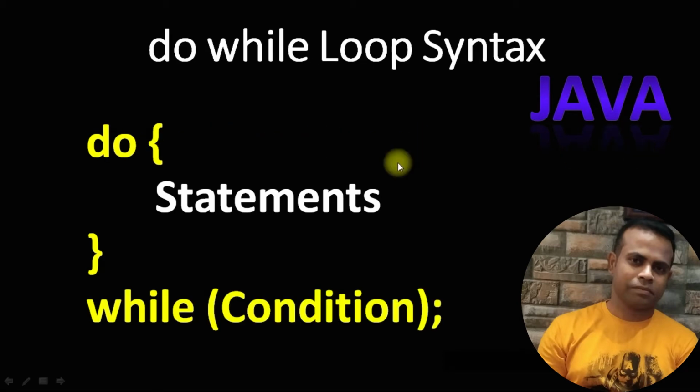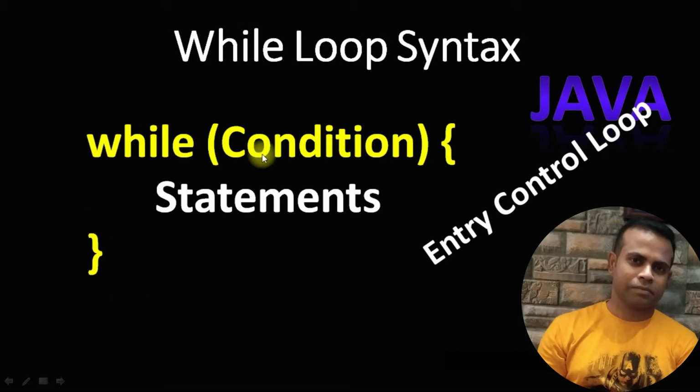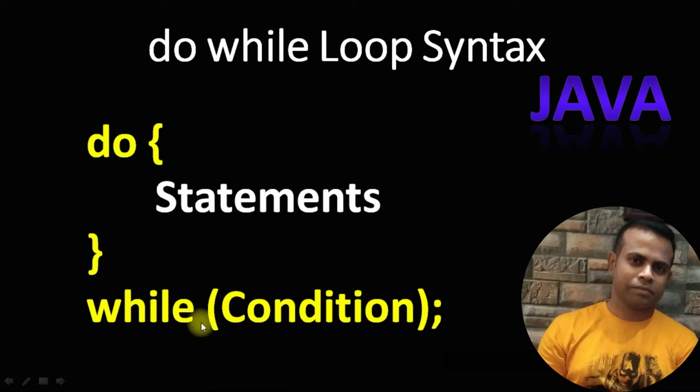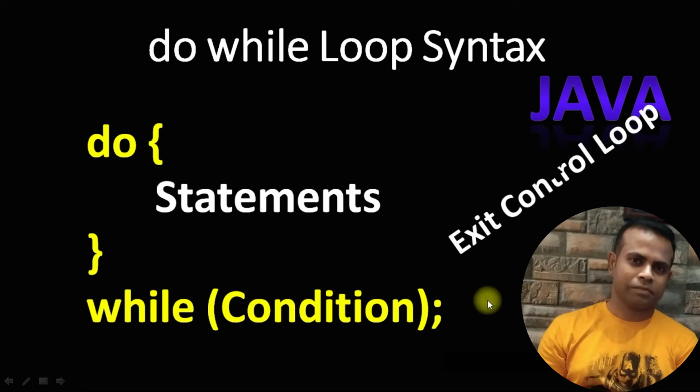Now coming to do while loop, this is basically the syntax of do while loop, where first we have to type do, then your brackets start here and end here, and under that your statement or your business logic, and then at the end of these brackets you will put your while condition. So you can see in our while loop we are checking our condition at the entry point of the loop, but here we are checking our condition at the exit point of the loop. So that's why it is called an exit control loop. So do while loop is also called an exit control loop.